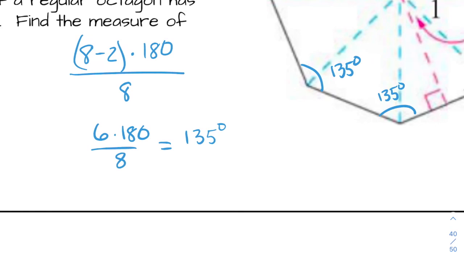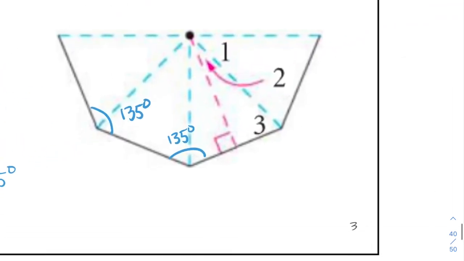All 8 angles will be 135. So again, 8 minus 2, because there's 8 sides to an octagon. So that's going to be 6. 6 times 180 divided by 8. So it's 3/4 of 180, which is 135.